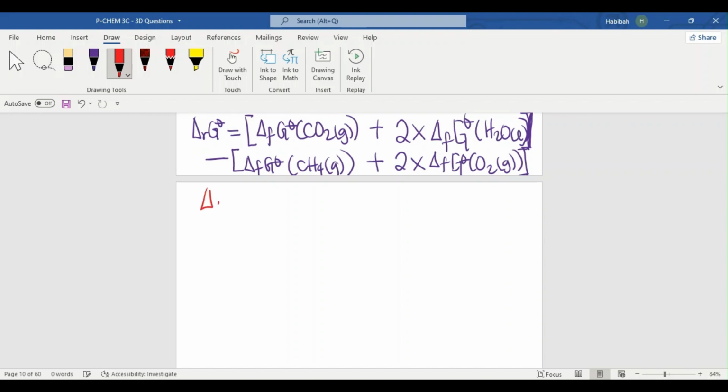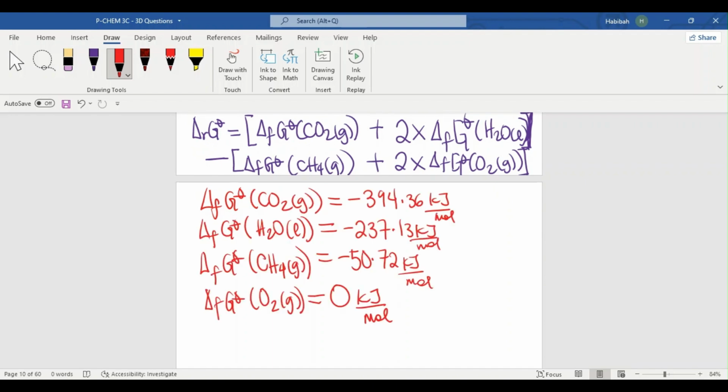So the Gibbs energy of formation for all of them would be this. Now that I've successfully written all of it, we can just simply substitute. But make sure that you always have your textbook handy, just in case of next time or in case you have another question that you have to do.